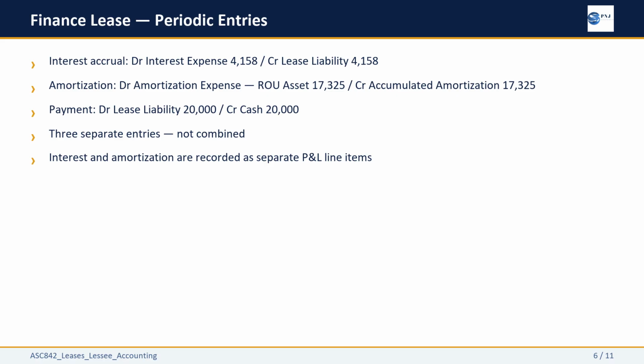Second, the amortization. Debit amortization expense for $17,325. Credit accumulated amortization. The ROU asset is tracked net of accumulated amortization, just like any other PP&E asset. Third, the payment. Debit lease liability for $20,000 and credit cash. Keeping these 3 entries separate maintains the income statement distinction between operating amortization and financing interest, which is exactly the point of finance lease classification.